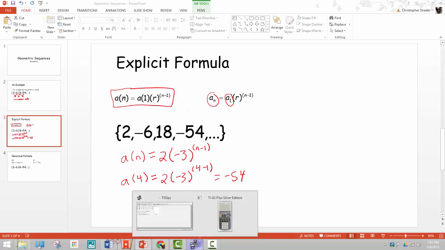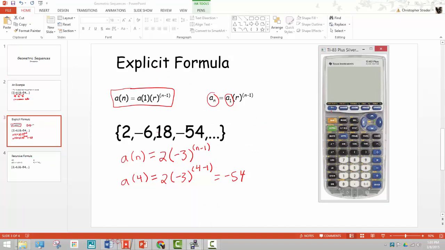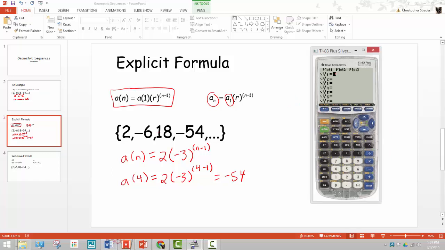So let me just pull up my calculator here real fast. In my calculator, I can sort of check my explicit form, because I could check the table and make sure that the table for my explicit form matches up with the given sequence here. So let's check this first explicit form.